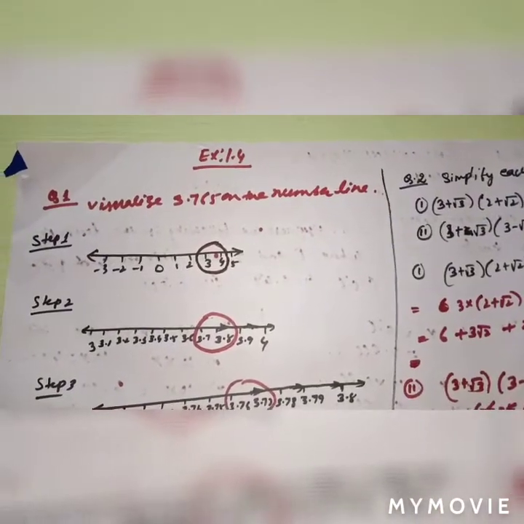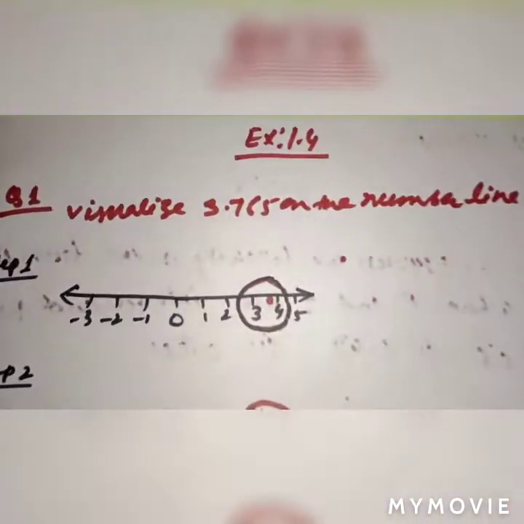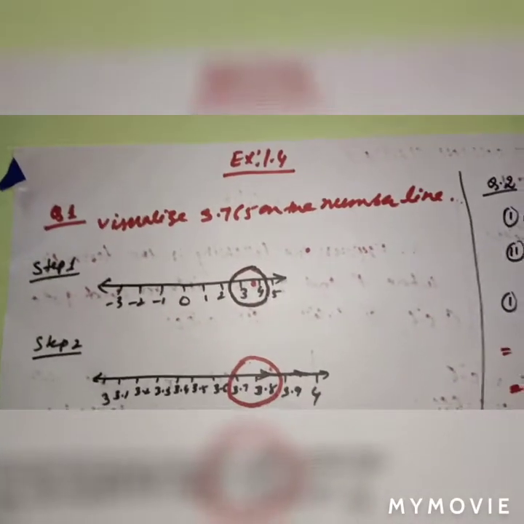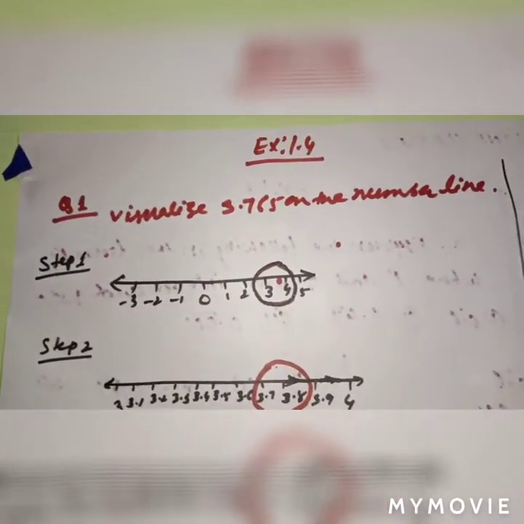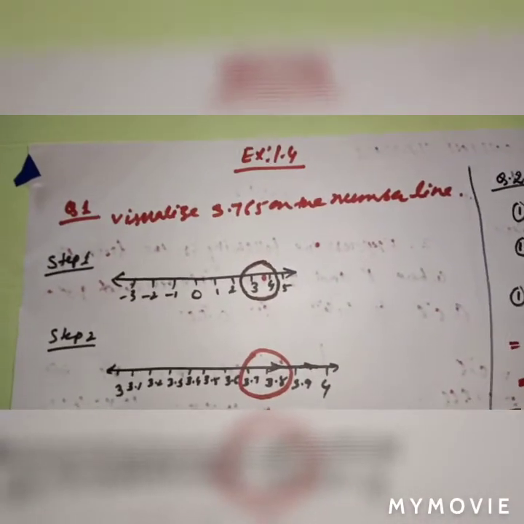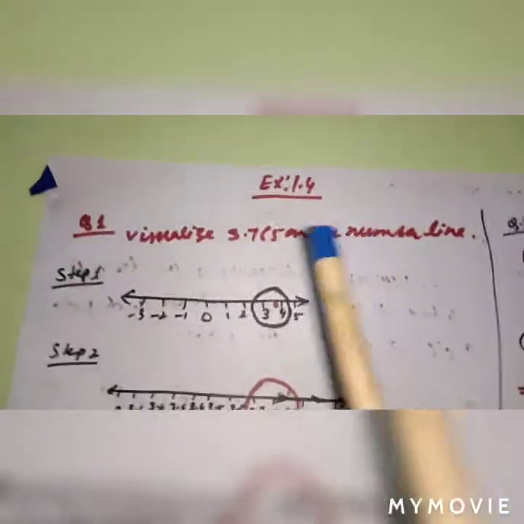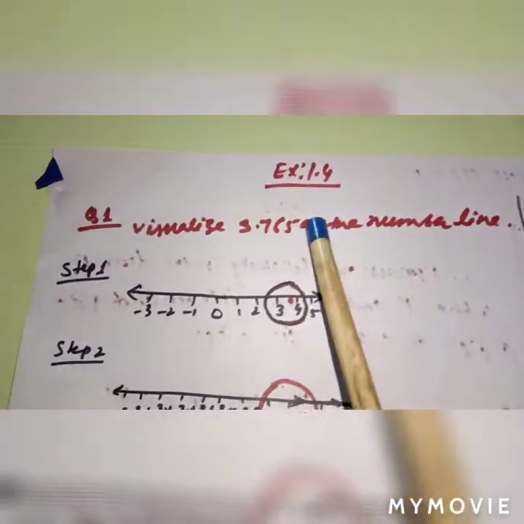Visualize 3.765 on the number line. See, this is a terminating decimal, and this number you have to represent on the number line. Already you know how to represent root 5, root 2, root 3 on the number line. Fraction, how to represent fraction. Now, how to represent a terminating decimal. This is a rational number.